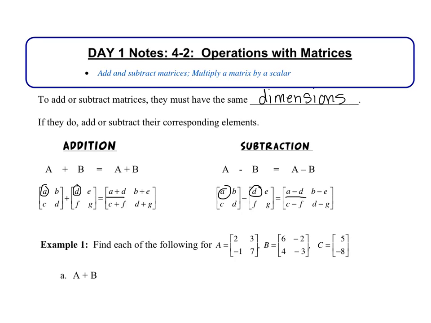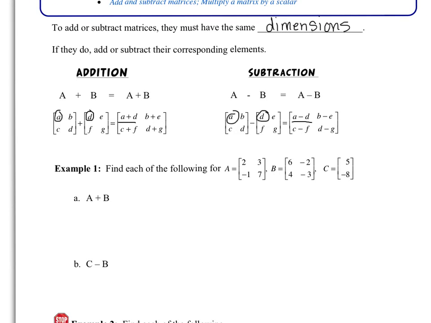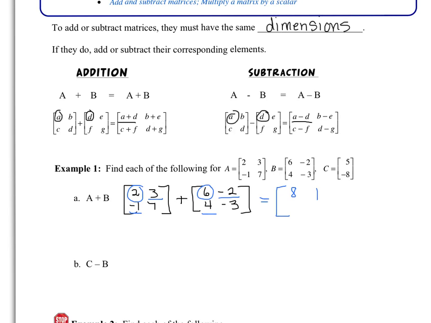So let's go ahead and do the first example. We're going to find the following four. They gave us our matrices, A, B, and C. First thing we're going to do is find A plus B. So I would have 2, 3, negative 1, 7. And I'm adding to it matrix B, which is 6, negative 2, 4, negative 3. So again, I want to add corresponding entries. So my first entry here is 2 plus 6. That's going to give me my result, which is 8. 3 plus negative 2 is 1. Negative 1 plus 4 gives me 3. And finally, 7 plus negative 3 is 4. And that's all there is to it.